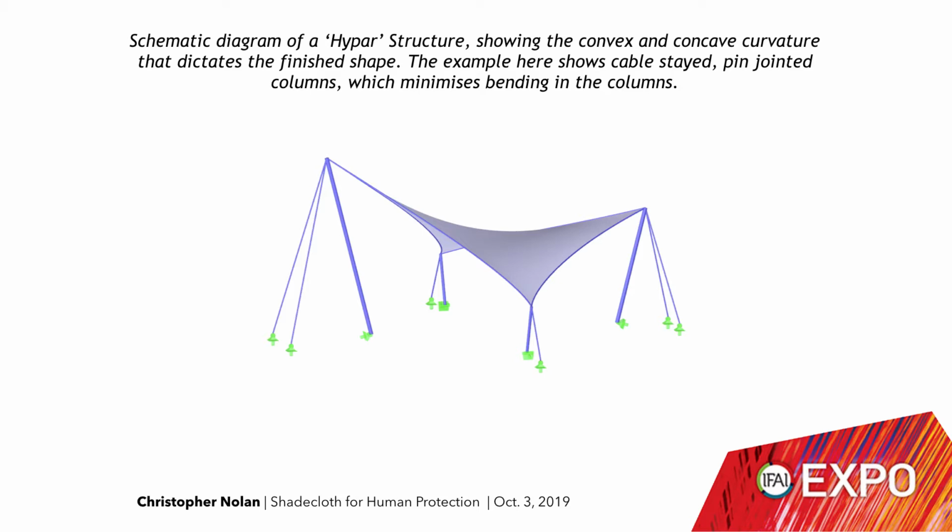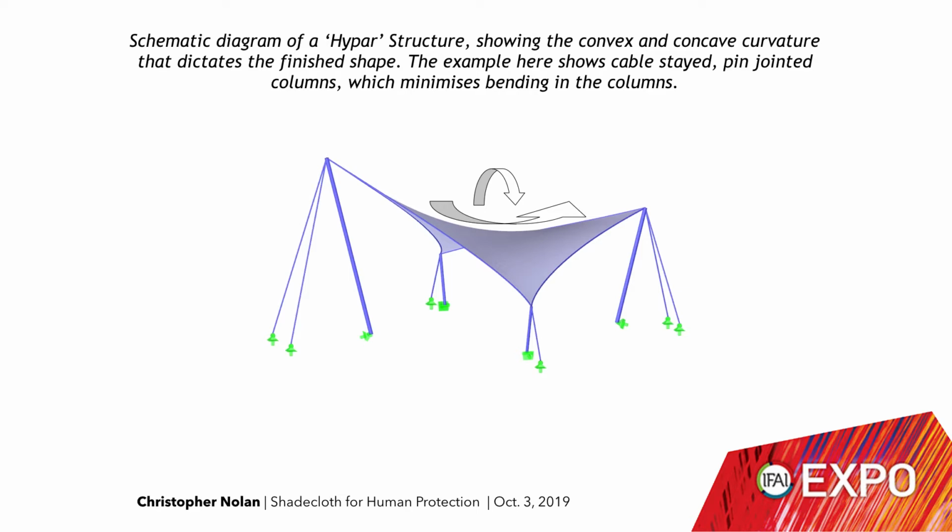And I've shown here a typical hypar structure, which is an anticlastic structure, which is a fancy term for having a structure which is in fact balanced by having a convex curve in one direction and a concave curve in the other. And that structure is particularly efficient in resisting wind loads and is often used in shade structures for that particular purpose. Much more efficient than triangles, for example.